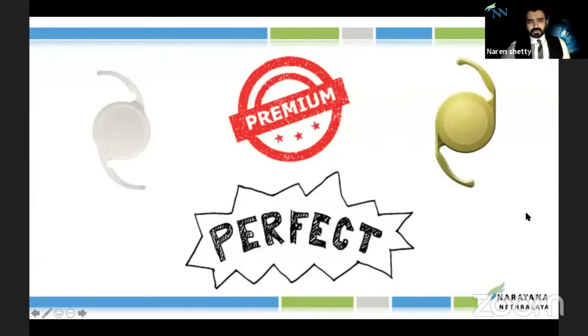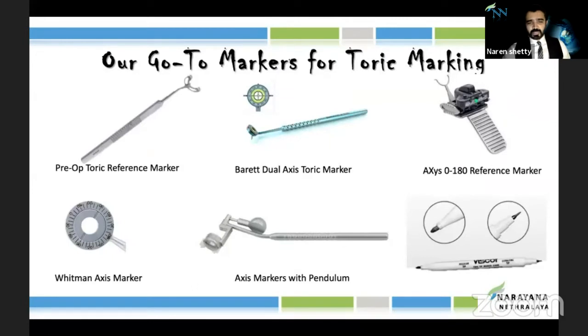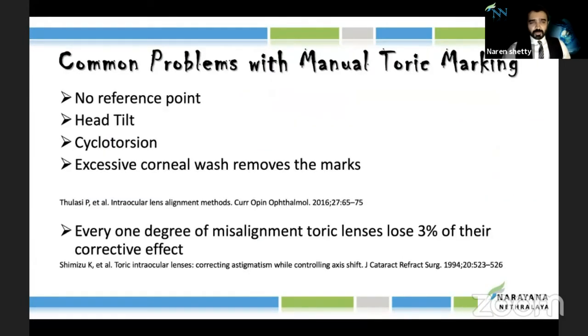Now, toric IOLs have been doing a fantastic job, but how do we improve ourselves? We have been using manual markers for quite some time, and errors happen because there's no reference point. Errors happen because of head tilt, cyclotorsion. Sometimes you wash the cornea excessively, it removes the mark. But as you all know, for every 1 degree of misalignment of the toric lens, we lose about 3% of its corrective effectiveness.